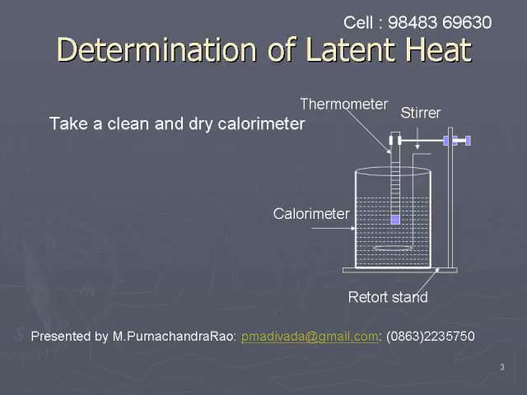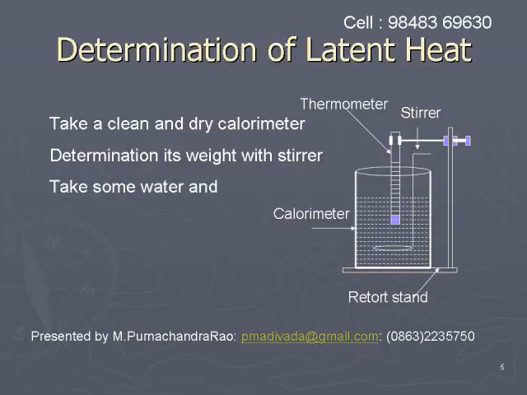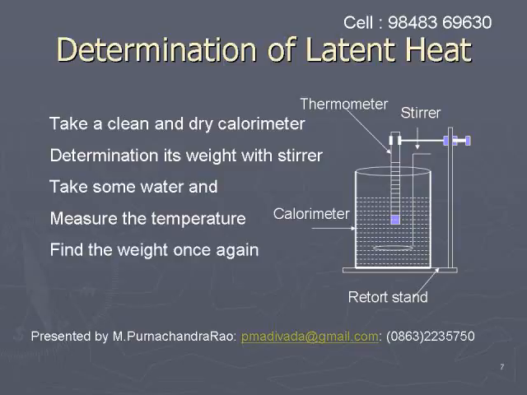Take a clean and dry calorimeter. Determine its weight along with the stirrer. Take some water into the calorimeter and measure the temperature of the water and calorimeter. Find the weight once again.